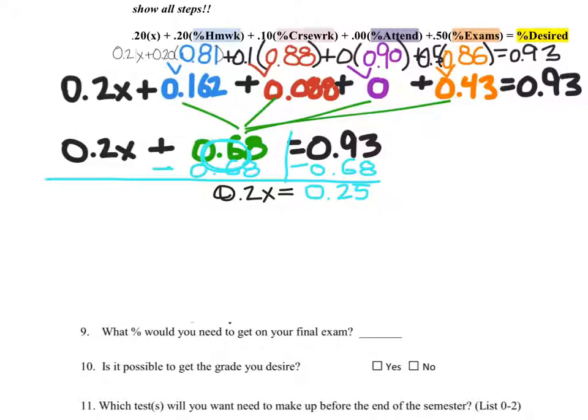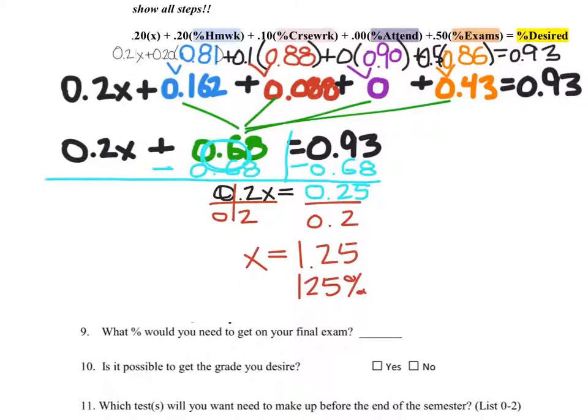And then just finishing this problem off, we would divide both sides by 0.2. Divide by 0.2, so that gives us 1x right there. And x, remember, this represents the score on the final that we need. And of course, this is the decimal value, 1.25, or 125% on the final. So what percent would you need to get on the final exam? That's 125%. Is it possible to get the grade you desire? No, and that's because it's over 100%.